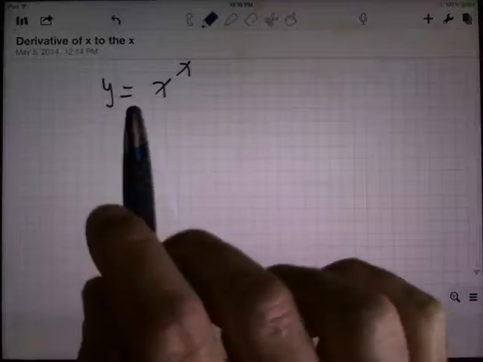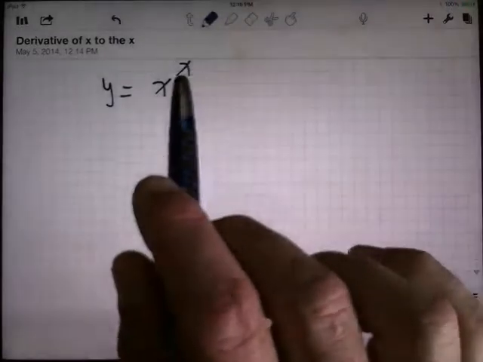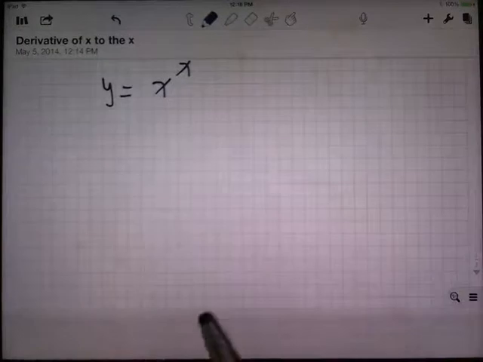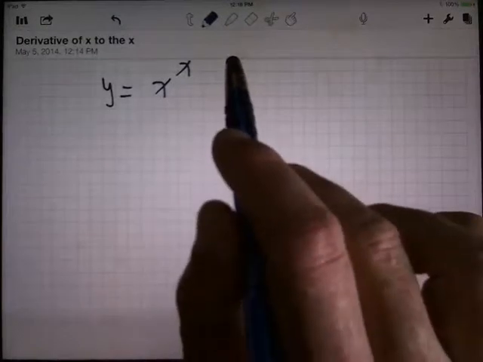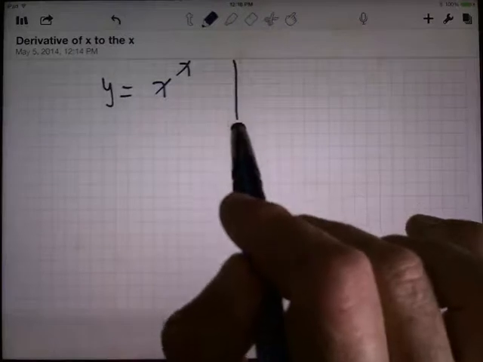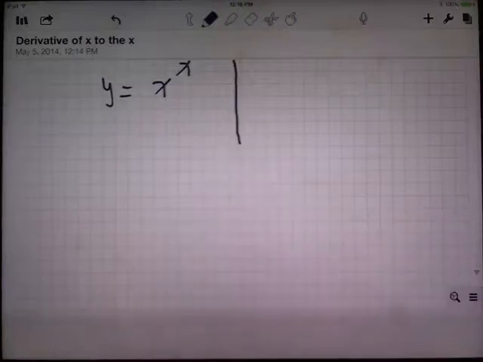I want to look at the derivative of this function here, x raised to the x power. Now, I've taught calculus many, many times, and I get to this problem and I ask people, how do you think you take the derivative of that?